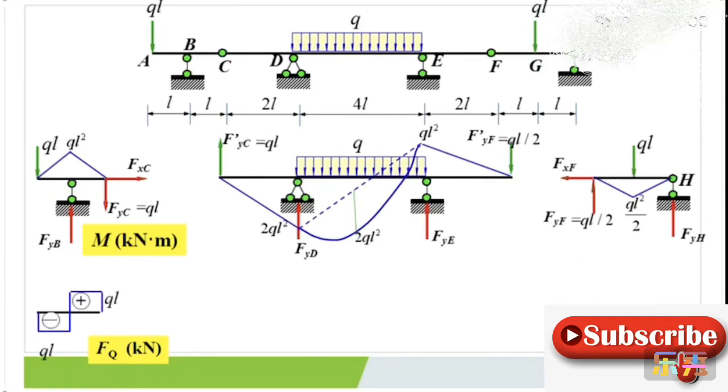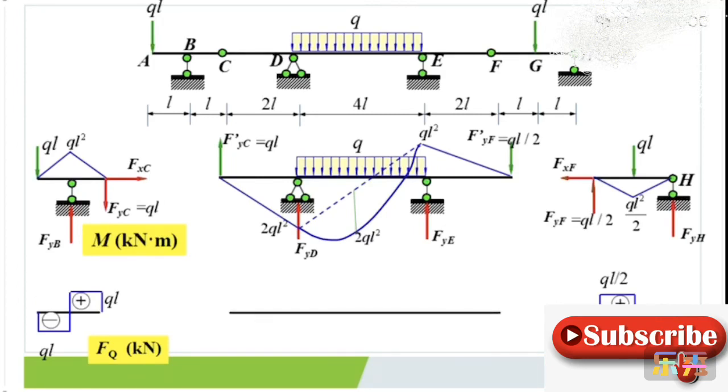For the FGH part, the bending moment diagram is a polyline, so its shear force diagram must be horizontal lines. According to the slope of the bending moment diagram, for the FG part and the GH part, we could obtain the shear force: positive half of QL and negative half of QL.